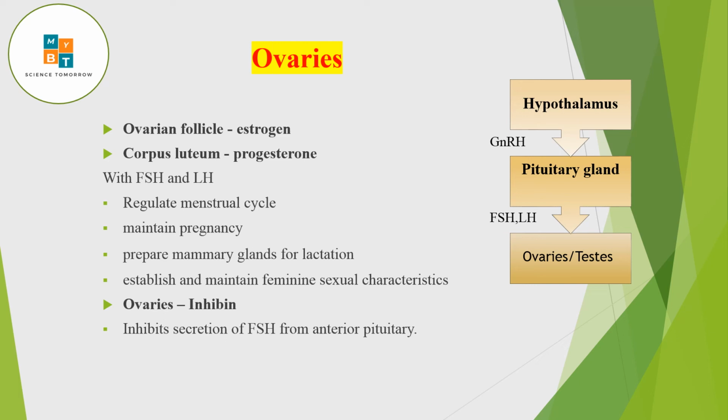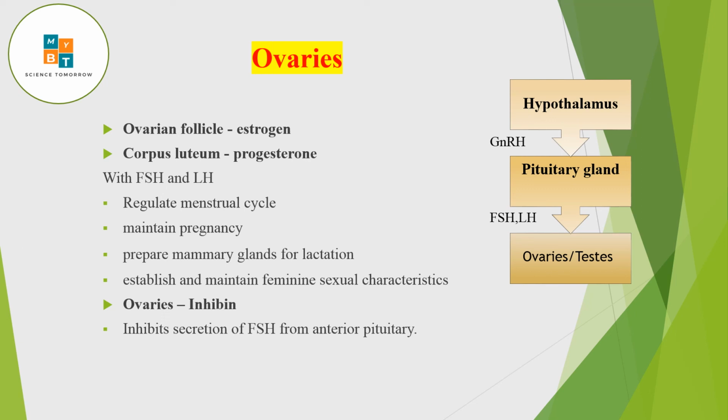When we consider the ovaries, the ovary is the female sexual organ, which we call a gonad. The ovaries are in the pelvis. The ovarian follicle will secrete estrogen and the corpus luteum will secrete progesterone. Estrogen and progesterone will act with FSH and LH, and they will regulate the menstrual cycle and also maintain the pregnancy, and they prepare the mammary gland for lactation. There is also establishment and maintenance of feminine sexual characteristics by these sexual hormones, estrogen and progesterone.